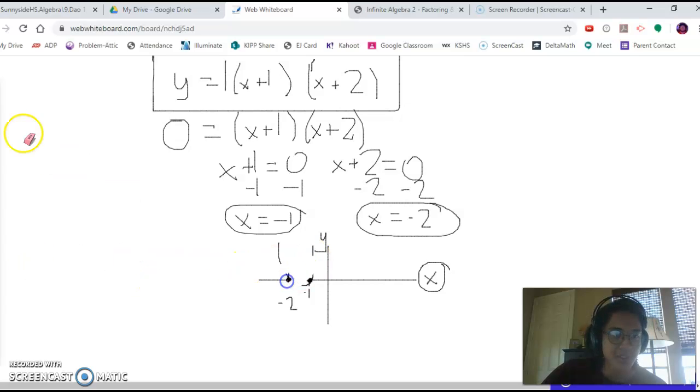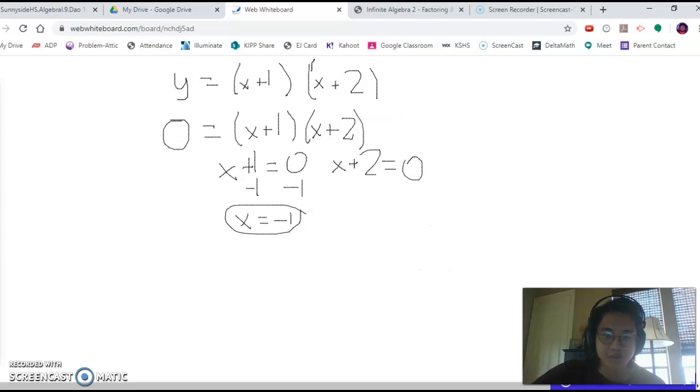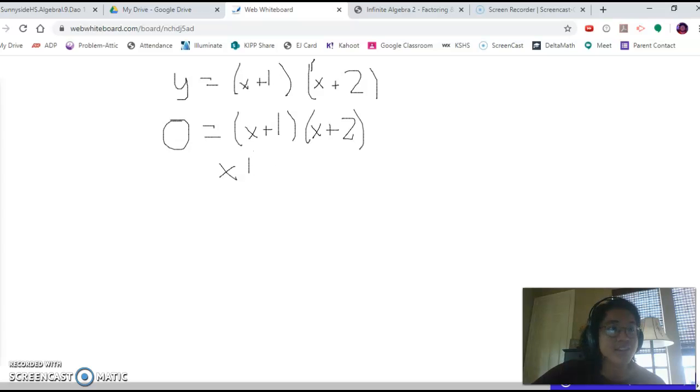Oh boy, I don't have the option to clear everything. I guess I can spam this button. Man.